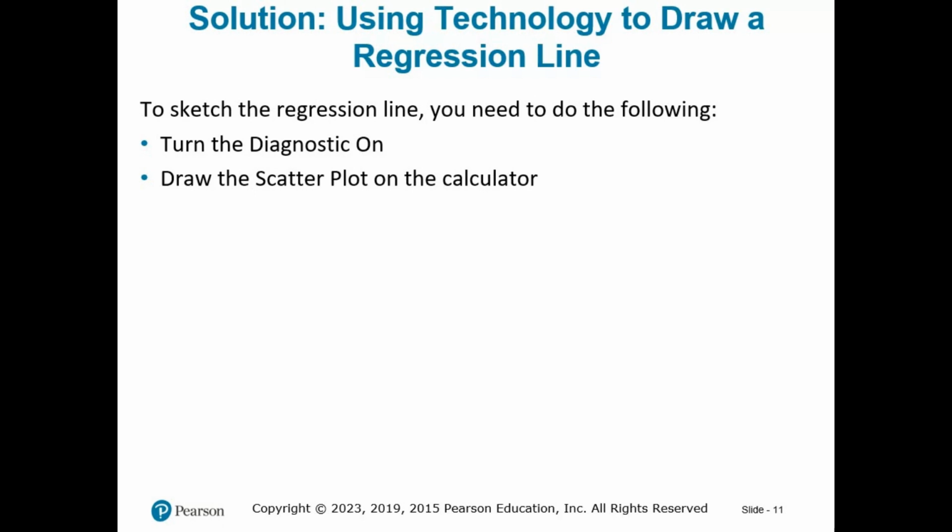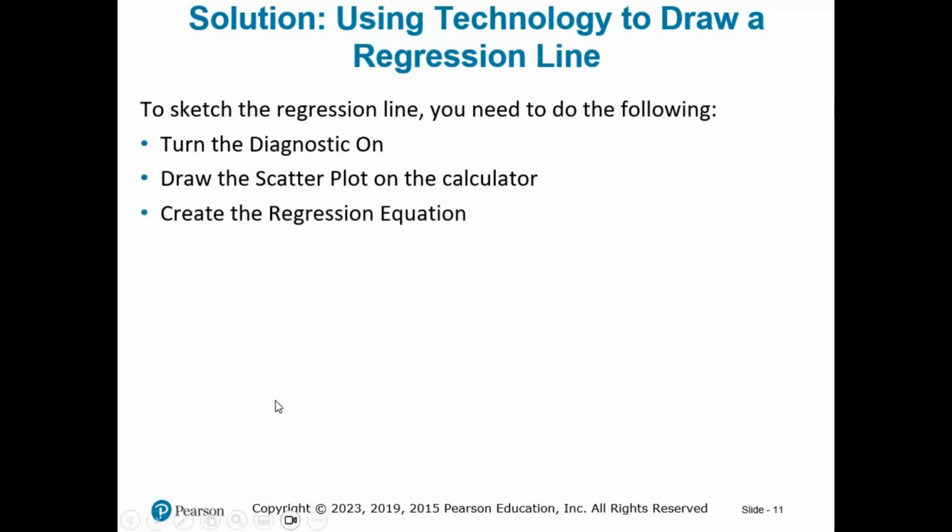Then arrow down and check the X list and Y list. They should have the lists you're currently working with, and you may have to select them depending on how your calculator does that. If all is good, now press Zoom 9, and that will show you the scatter plot with just the points.